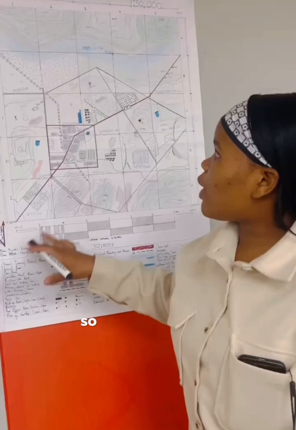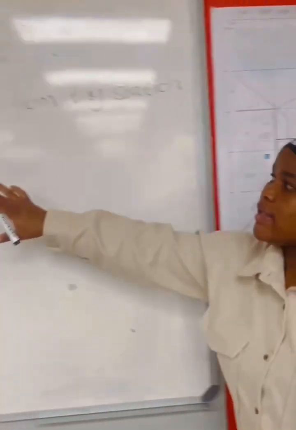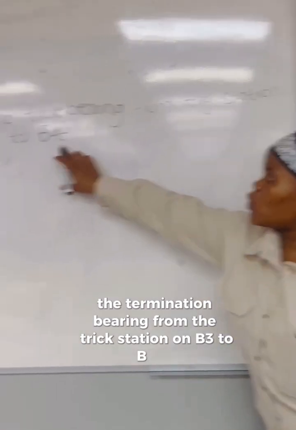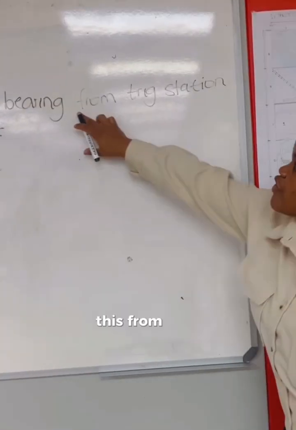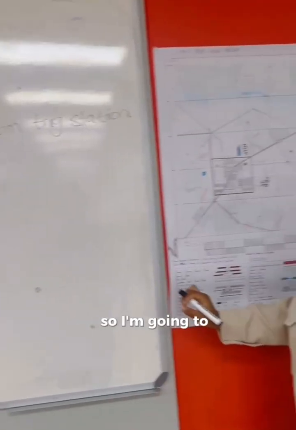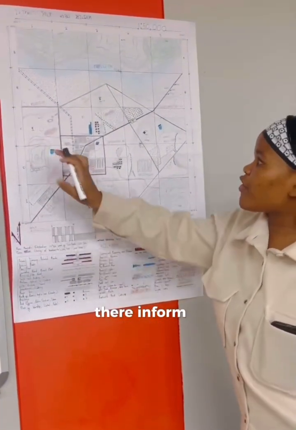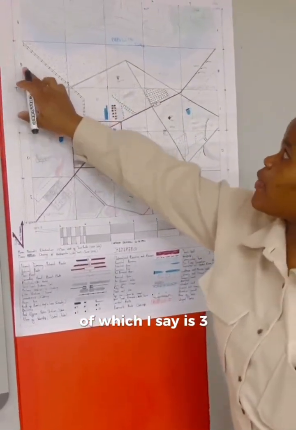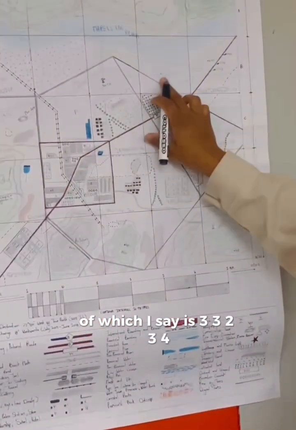Now let us determine the true bearing. So our question may be: determine the true bearing from the trig station on B3 to B4. This word "from" is very important when calculating the true bearing. So we're going to calculate the true bearing from this trig station, B3 to B4.